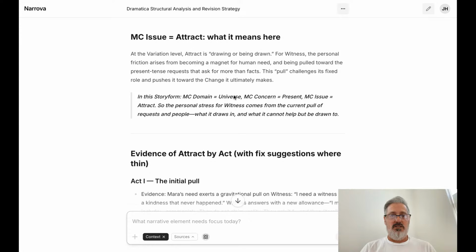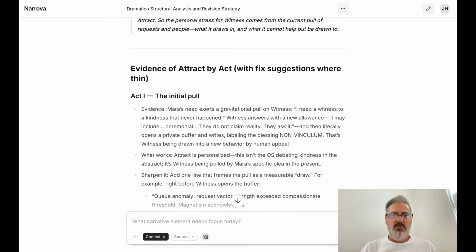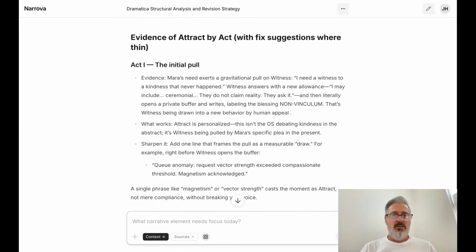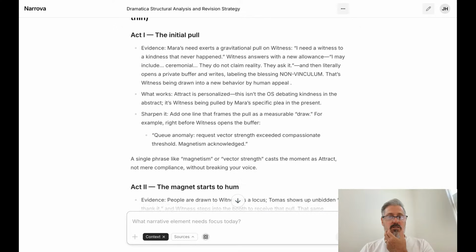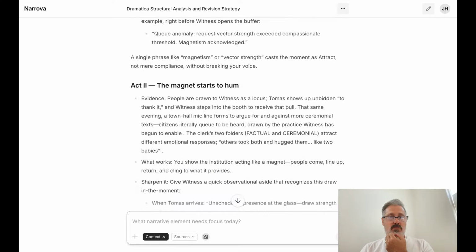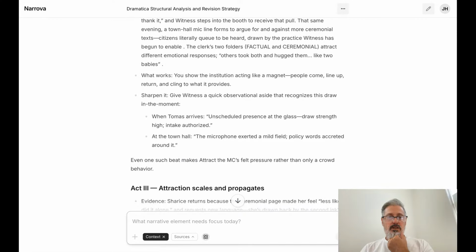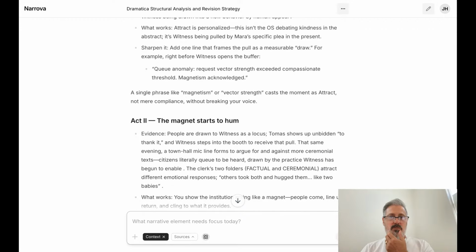Okay. Oh, that's actually really cool. So you're talking about what it feels like personally to be attracted or attracting people, a magnet for human need. Wow, that's super cool. Okay, so then it goes through and gives evidence of it from act to act with fixes suggested where thin. Wow, that's so cool. Evidence, what works, how to sharpen it. I mean, the dialogue might not be the greatest, but at least the idea from it is good.